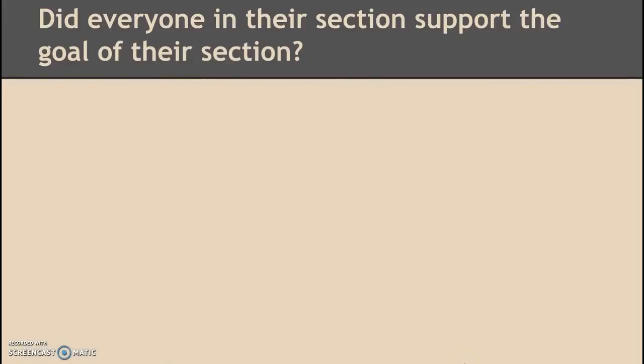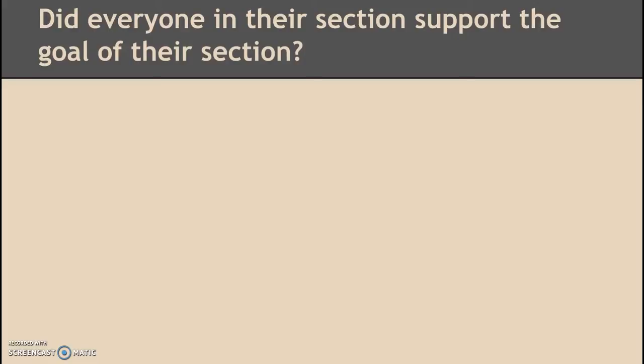One question you might ask is, did everyone in both sections support the goal of their section? Or, in other words, did all Northerners support what Lincoln was trying to do, and did all Southerners support what Davis and the Confederates were trying to do? Well, as you know, Americans hardly ever agree on all things. I think it's one of our rights.